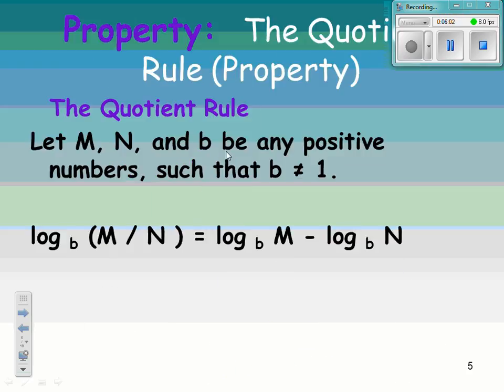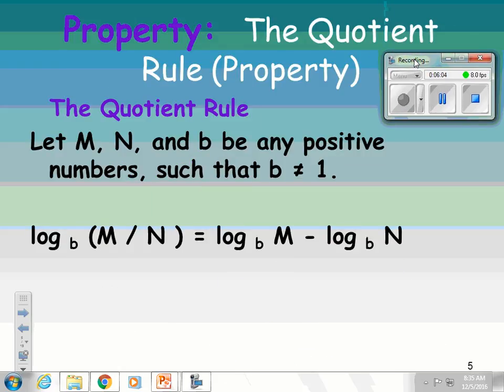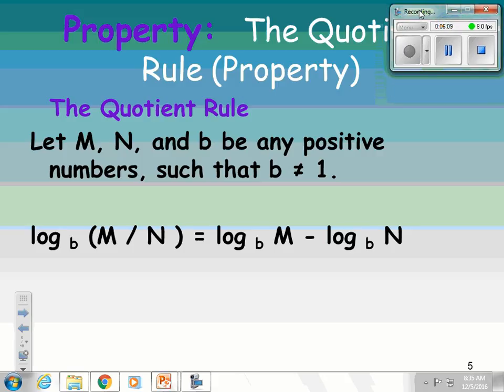Okay, now we've got the quotient rule, or the quotient property. We said that the inverse of multiplying is addition. Now we're going to do quotient, going from dividing. The inverse of dividing is subtraction. Guys, this is going to be almost the exact same thing as we just did with the product property, but instead of putting a plus sign over here, we're going to be putting a minus sign.